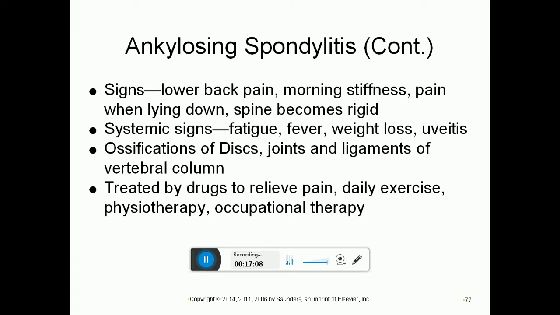In the long run, they'll have this kyphotic posture. For treatment, you want to prevent the fusion from happening, so you have to try to diagnose them early, give them non-steroidal anti-inflammatory drugs, give them physical therapy and occupational therapy and exercise. And the best thing in ankylosing spondylitis patients is to advise them to go swimming, because that helps them exercise, especially their back muscles, without too much tension on the joints.